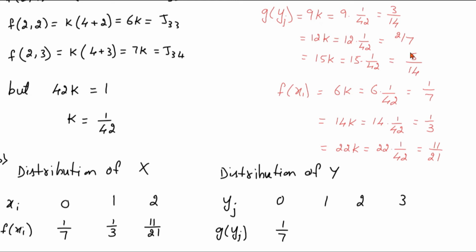Just plug in all these values here. You get 3 by 14, 2 by 7, 5 by 14. So we have got the marginal distribution of x and y. Let us move on to the next bit.